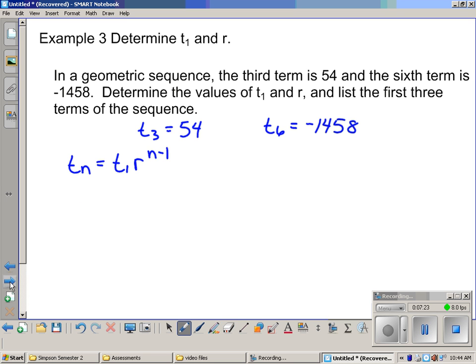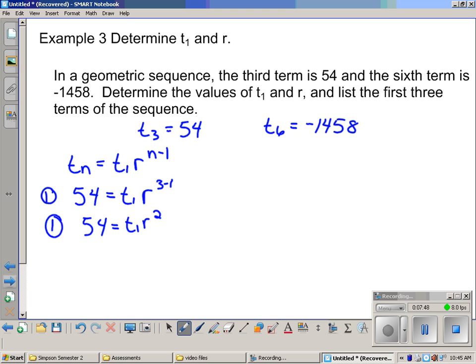we know is 54. So first equation, I know that 54 is going to be equal to whatever T1 is, times I don't know R, but I know that n would be 3. Simplifying that gives me 54 equals T1R squared. This is my first equation.